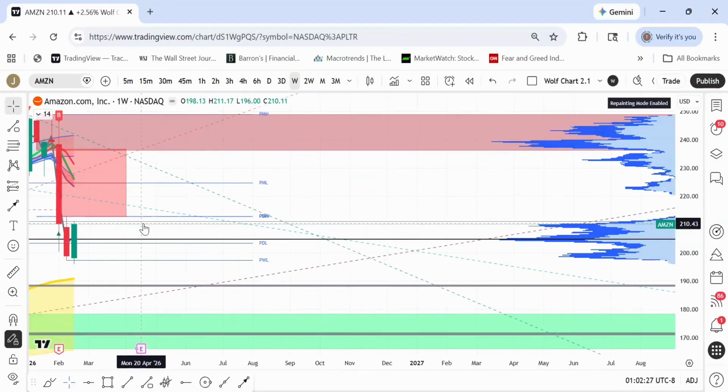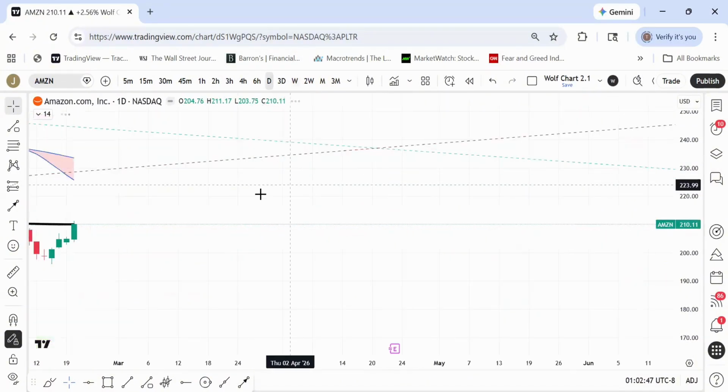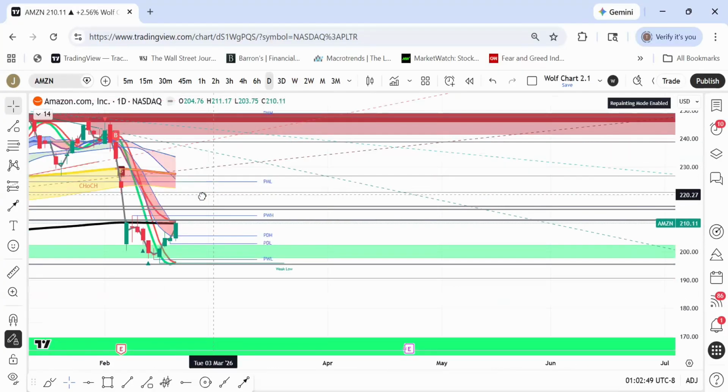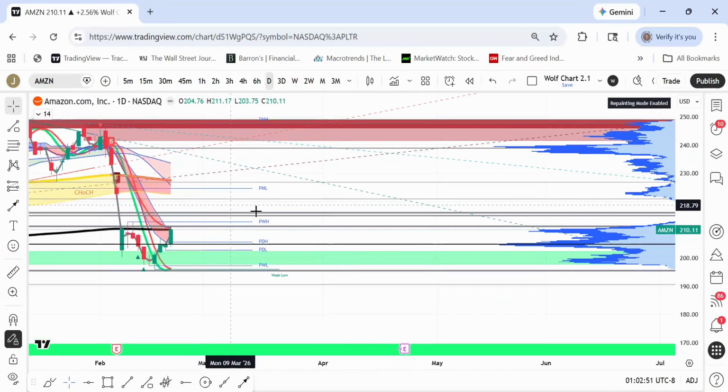We look at our VRVP right here. We see nothing right here. So once Amazon passes this 210 level, they can shoot all the way right to 222, easy. And this is on a weekly time frame. Go to the daily. Back to the daily, and we see the same thing.